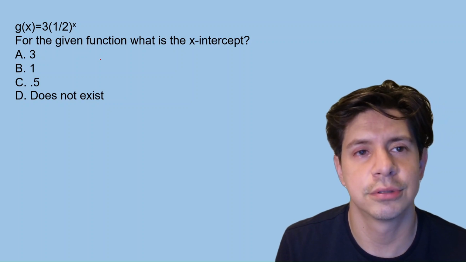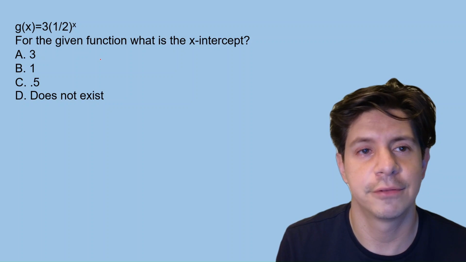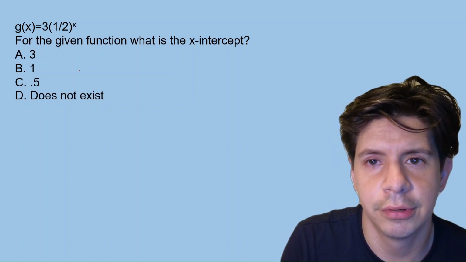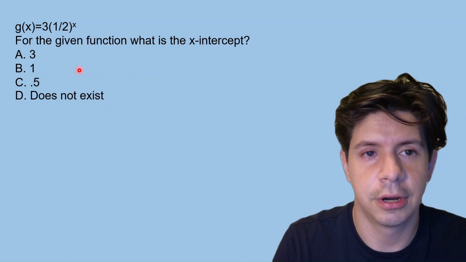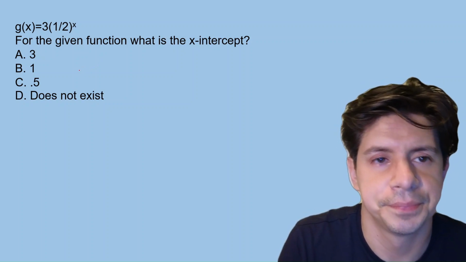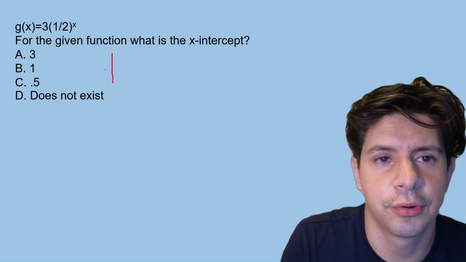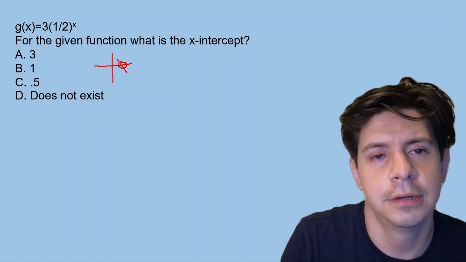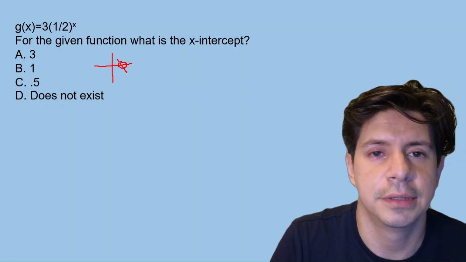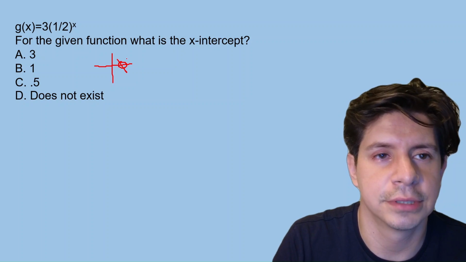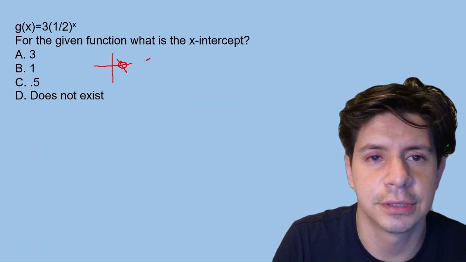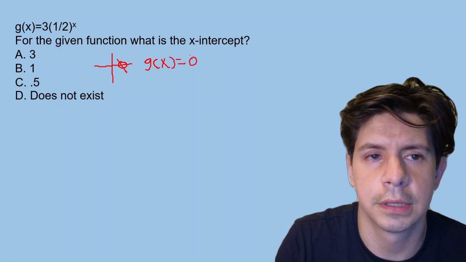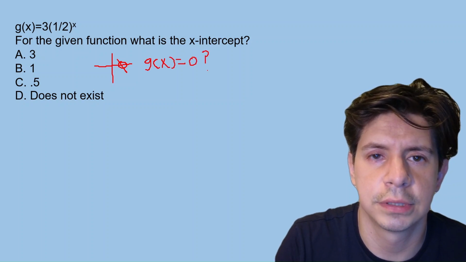g of x equals 3 times 1/2 to the x power. For the given function, what is the x-intercept? Remember that x-intercepts are where the line crosses the x-axis. And when does that happen? It happens when y equals 0. So basically, when does g of x equal 0?